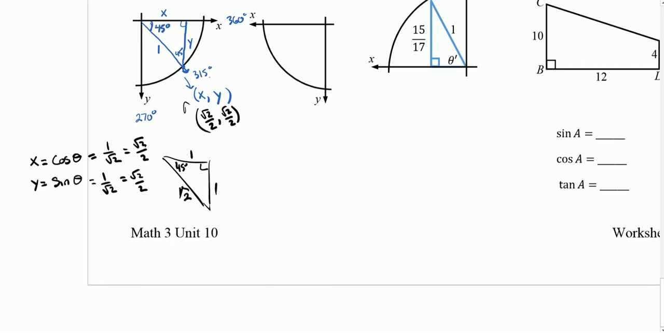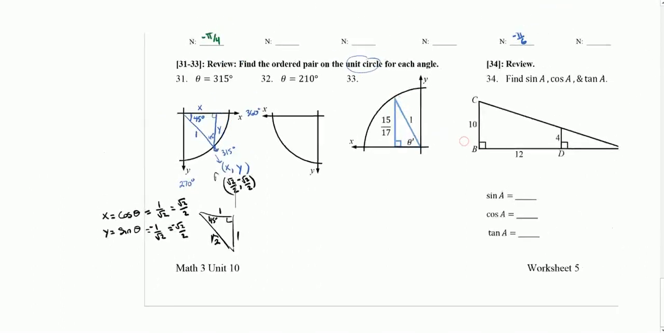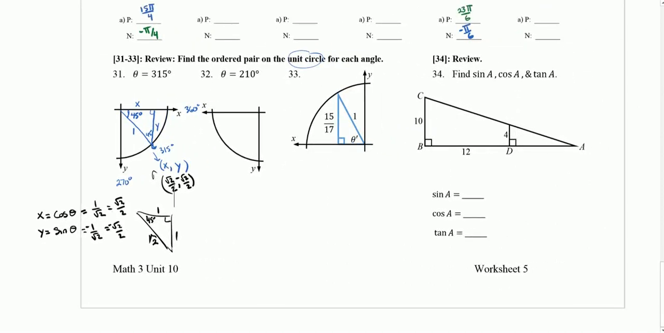Now we need to be careful. There's one thing I have not done, and that's respect the quadrant we're in. We're in quadrant 4, and all y values are negative in quadrant 4, and so we need to make sure we make that y value negative. And now we're done. So there's a couple different ways to think about number 31, and I went over both of those ways. Pick one way that you feel comfortable with.